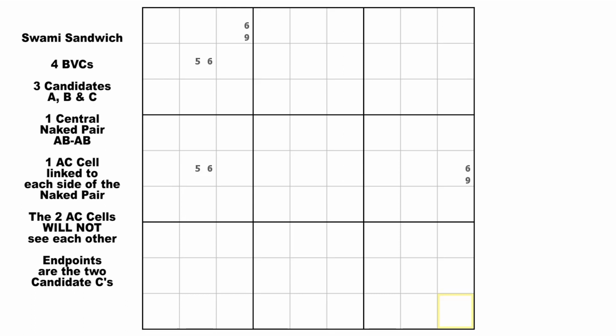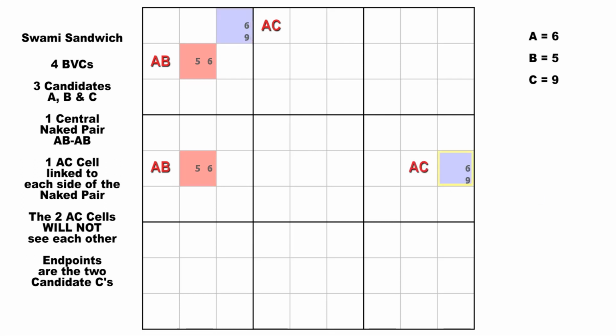Now here in this diagram, candidate 6 appears in all 4 of those cells. So that's our candidate A. And then here in column 2, we've got our AB naked pair. So that makes the 9 our candidate C, and we've got an AC cell here and an AC cell there. And one of the AB cells can see an AC cell up here in block 1, and the other AB cell can see this AC cell down here in row 5. So that's our setup, and that makes the 2 9s the endpoints of our chain, here and here.